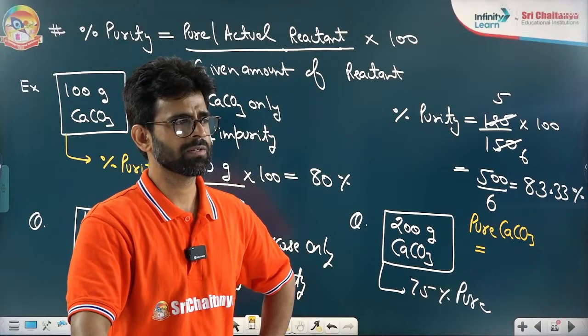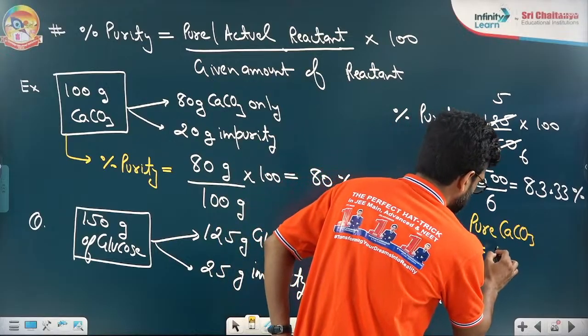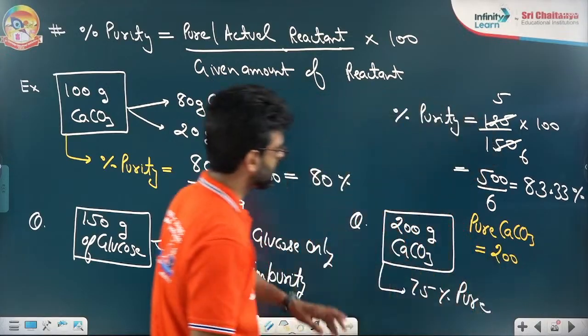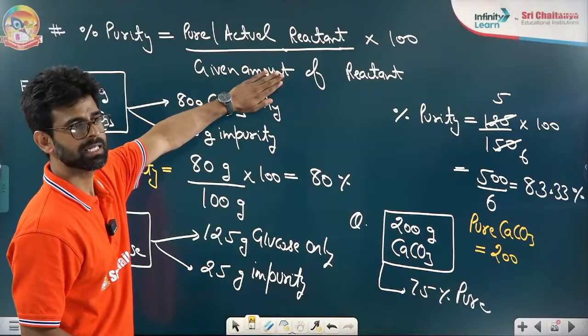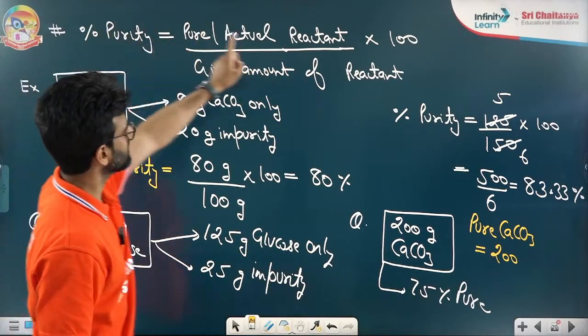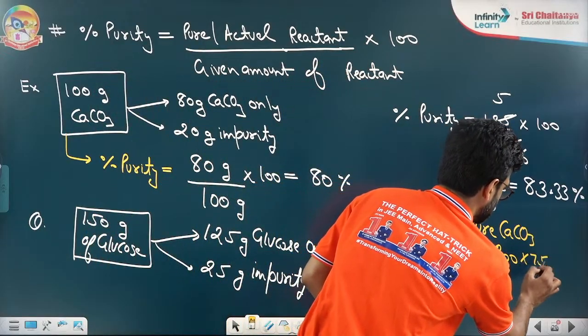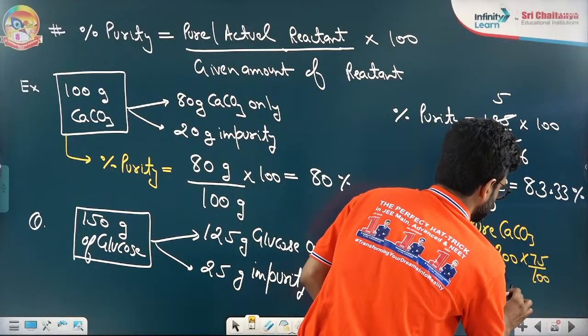Okay, very good. If you see beta here, how much? Out of 200, you see, they gave me this is 200. This is how much? 75%. 200 here, 75 here, and 100 downside, right? So out of this 200 into 75 by 100, right?